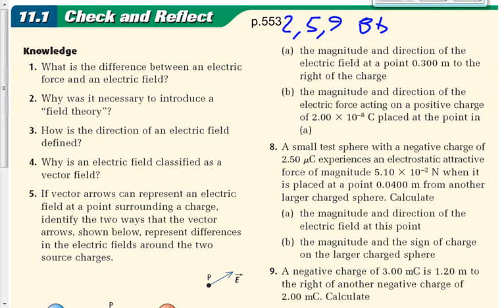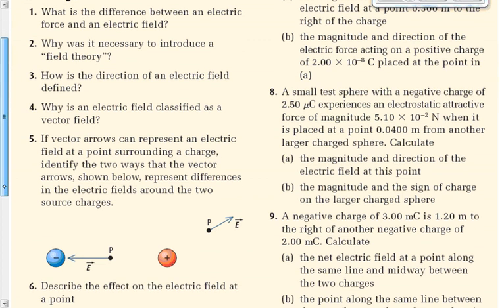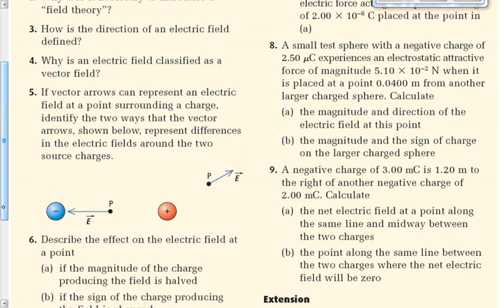Number 5, if vector arrows can represent an electric field at a point surrounding a charge, identify 2 ways that the vector arrows shown below represent differences in the electric fields around the 2 source charges. Okay, so we've got a source charge right here that's negative, a source charge right here that's positive. At a point P, we have 2 different fields there. Field that points this way, a field that points this way. What are 2 differences between the electric fields surrounding those 2 charges?